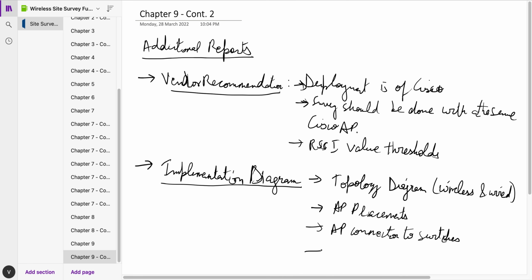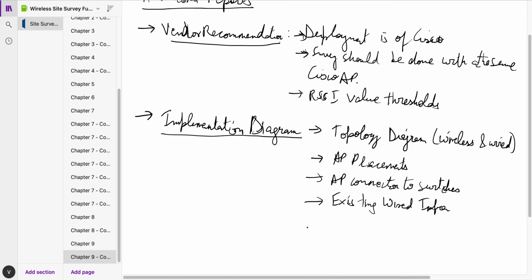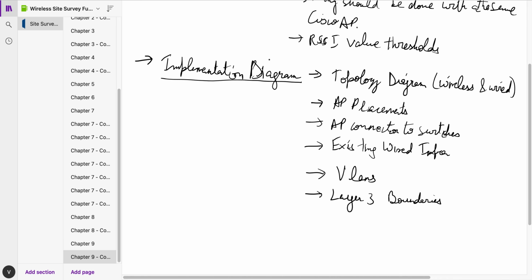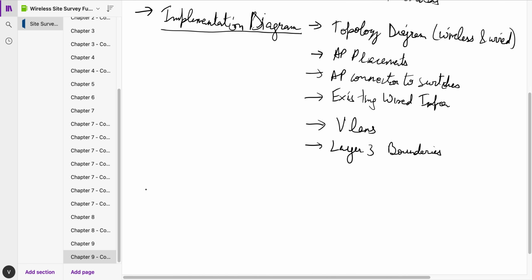You can talk about the existing wired infrastructure. You can also tell them about the VLANs, how many VLANs need to be defined, and what will be the layer 3 boundary. So these things are very handy when you talk about the implementation diagram or a network diagram or a topology diagram with them.